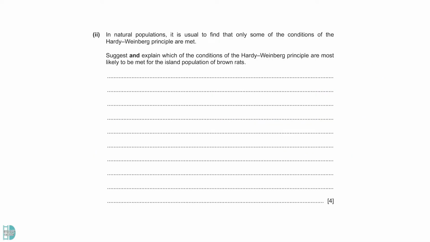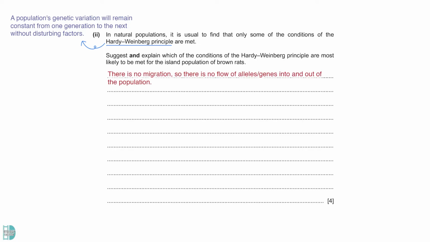2. Suggest and explain which of the conditions of the Hardy-Weinberg principle are most likely to be met for the island population of brown rats. The Hardy-Weinberg principle states that a population's genetic variation will remain constant from one generation to the next without any disturbing factors. It assumes that there is no migration, which can cause the flow of alleles into and out of the population. Since the rats are found on an island, they are isolated from the other populations, so this condition is likely to be met.